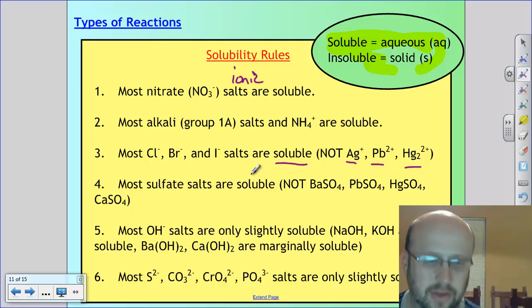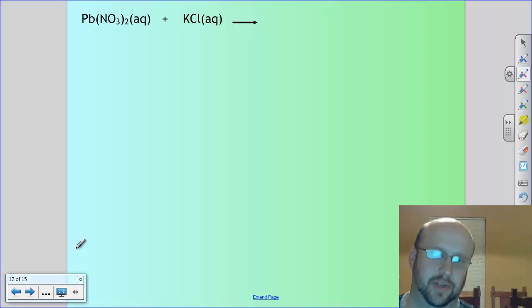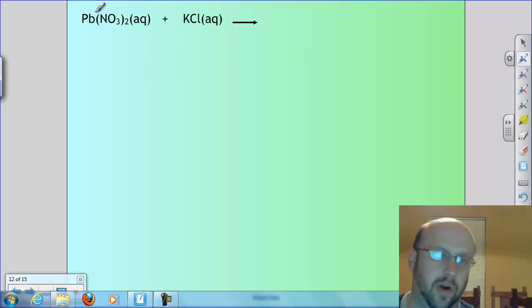So for everything that you get, you're going to jump to this table and check whether your thing is solid or aqueous. That means you've got to let us know what the phase is. Okay? So we're going to work another problem to see how that works.